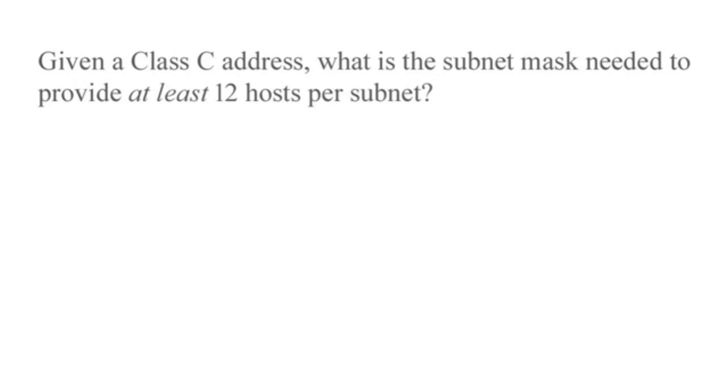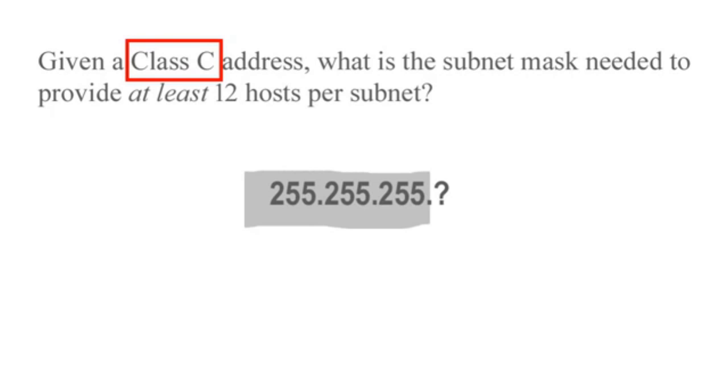Here's a sample subnetting question you might see on an exam. Given a Class C address, what is the subnet mask needed to provide at least 12 hosts per subnet? So first of all, we have a Class C address, which is a classful mask of 255.255.255.0. That's a Class C subnet mask, classful. Get out the duct tape and stick down the first 3 octets, because we know we're not going to be working with those first 3 octets.